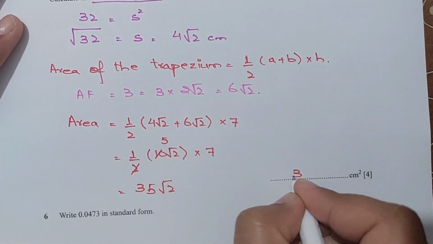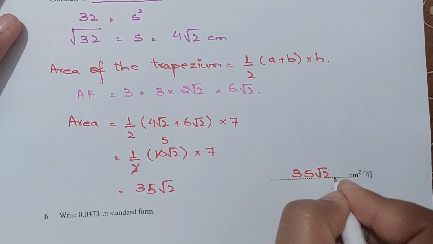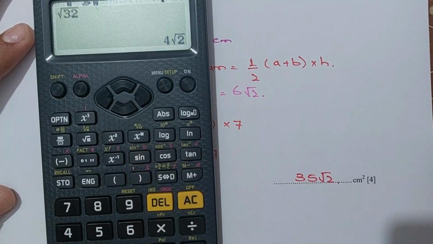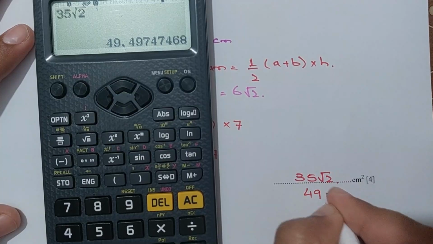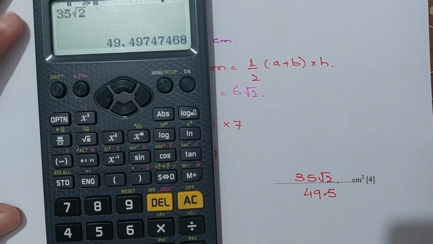So the final answer is 35 root 2 centimeter square, or in terms of decimal, it is 49.5 centimeter square.